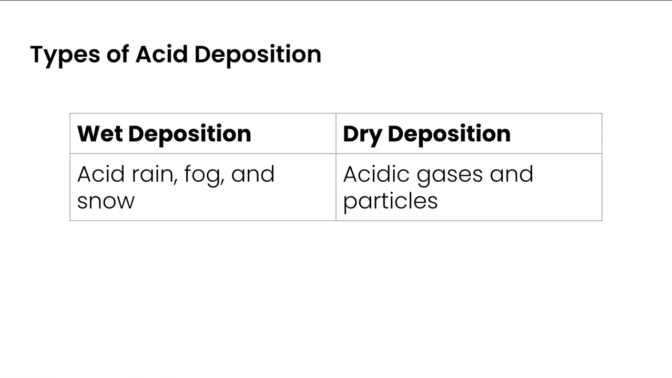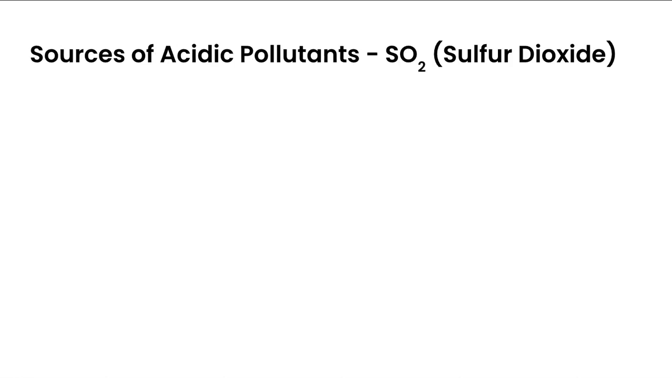In terms of dry deposition, these arise from acidic gases, which we'll talk about in a minute, as well as different particles in the environment. We're going to take a look at where acid rain and acid deposition actually come from. So let's talk about some sources first of acidic pollutants.